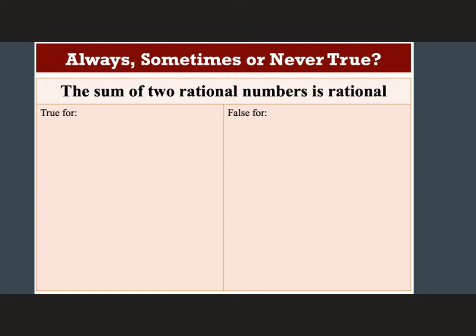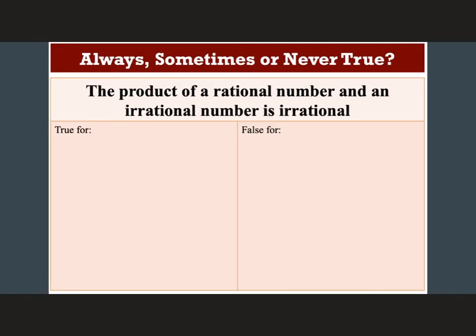Sum of two rational numbers. The sum of two rational numbers is rational. Always, sometimes, or never true. Product of a rational number and an irrational number. The product, now we're multiplying, of a rational number and an irrational number is irrational.